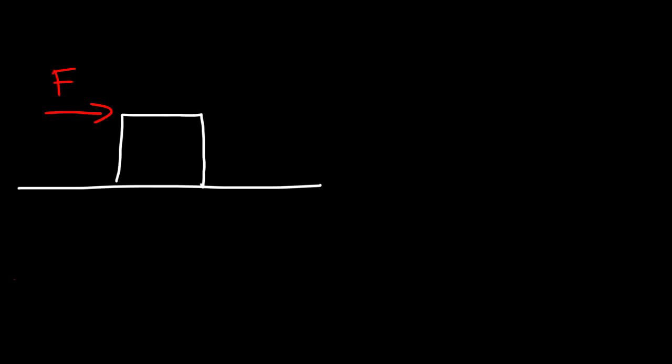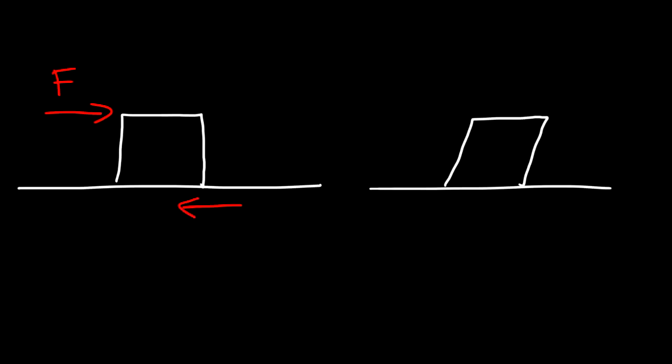Now, what about if an object is under shear stress? So let's say we have an object like a box or a book and we apply a force. The object is going to move in this direction. It's going to deform like this. And it turns out that there's another force acting on it. The force that you apply to the right, the ground is going to apply another force towards the left. And so it's going to deform like the shape that you see here.